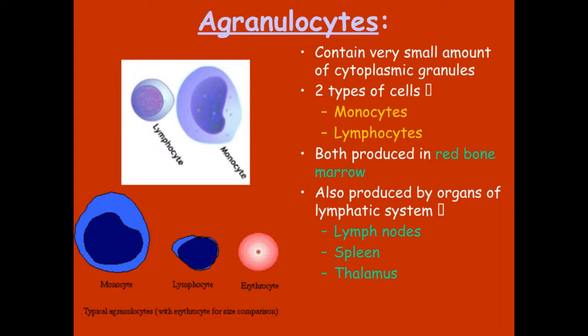Okay, now for our agranulocytes. These are the cells that do not have those granules in them. Those include the monocyte, the lymphocyte, and the erythrocyte. But that's the red blood cell. So these 2 are the white blood cells. Agranulocytes contain a very small amount of those granules. That's why they're kind of called non-granular. The 2 types, once again, are the monocytes and lymphocytes. Both are produced in red bone marrow. And they're also produced by organs of the lymphatic system, such as the lymph nodes, spleen, and thymus.